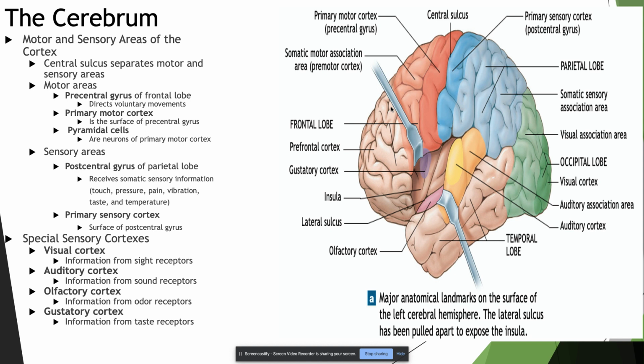Sensations of light, sound, smell, and taste arrive at other portions of the cerebral cortex. The visual cortex of the occipital lobe receives visual information, and the auditory cortex and olfactory cortex of the temporal lobe receive information about hearing and smell, respectively. The gustatory complex, which receives information from taste receptors of the tongue and pharynx, lies in the anterior portion of the insula and adjacent portions of the frontal lobe.